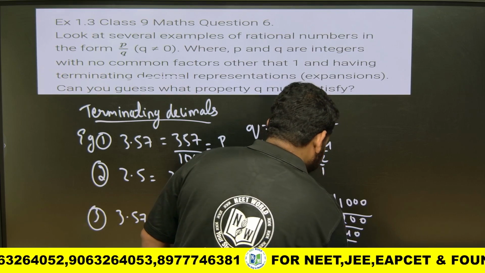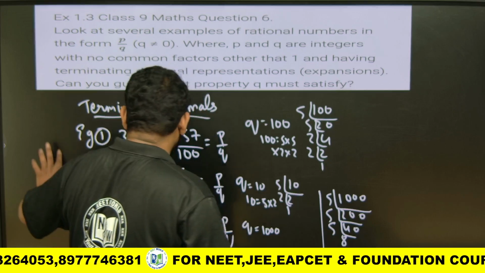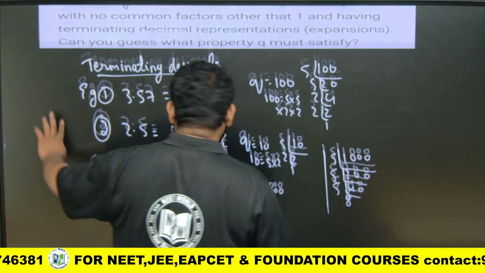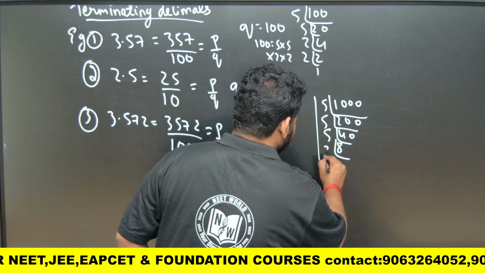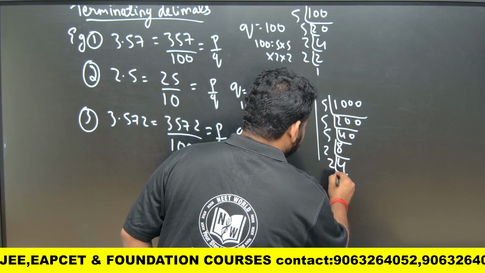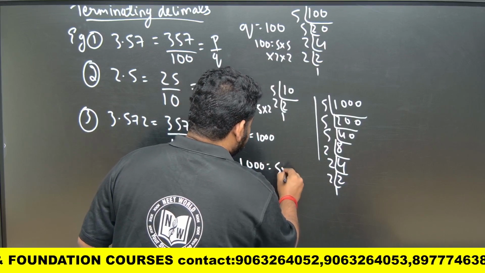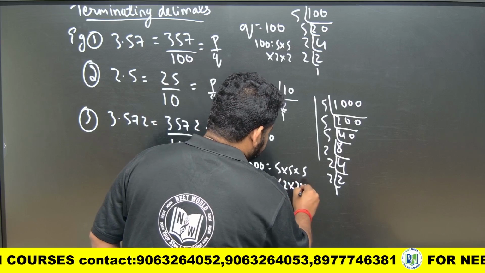Now, what will I get if I move this here? 2 4s are 8, 2 2s are 4, 2 1s are 2. So, 1000 can be written as 5 into 5 into 5 into 2 into 2 into 2.